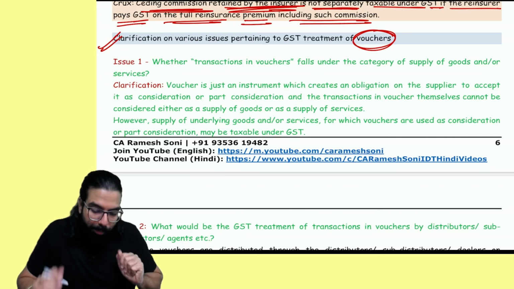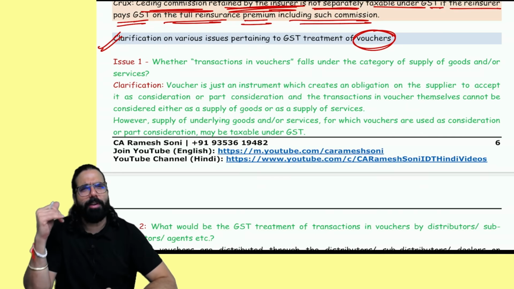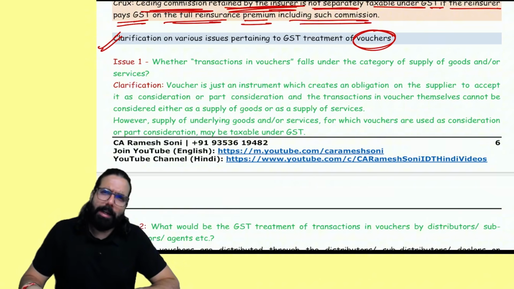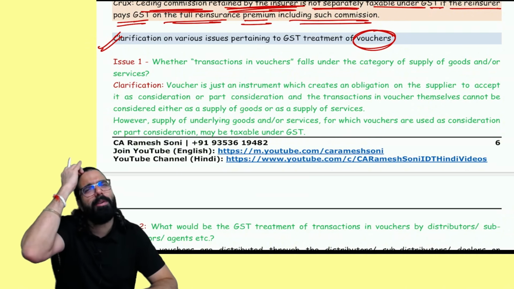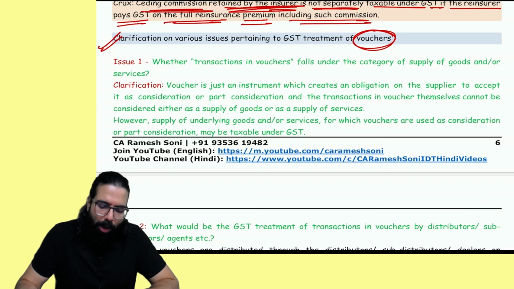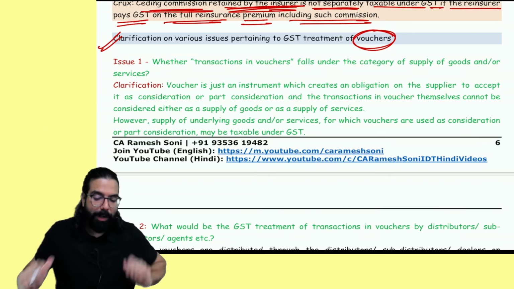Okay. So now students used to tell me, sir, what if voucher is redeemed, or is voucher money, not money, or are vouchers goods, not goods? So lot of thoughts were there when we used to discuss in class also. Now government have gone ahead and settled all of them. Let's go ahead and understand this.